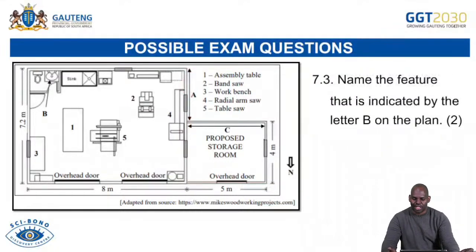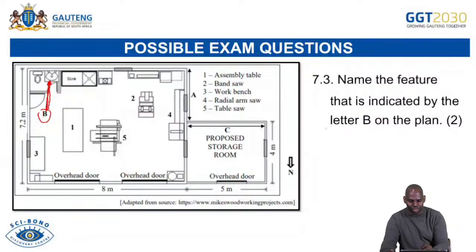Name the feature that is indicated by the letter B on the plan. So there is letter B, and there's an arrow pointing to that feature. Remember I said in some cases the examiner will give you the symbols and their meaning, but in this case only the symbols are given, and they didn't give the name. So in this case they give you the symbols and they want you to give the names. You can see that this is actually a washing basin. So it's a basin.